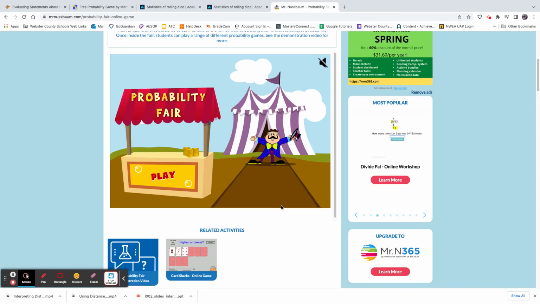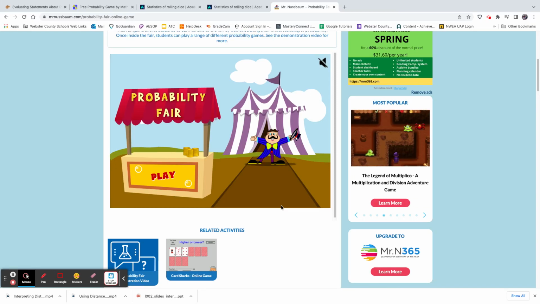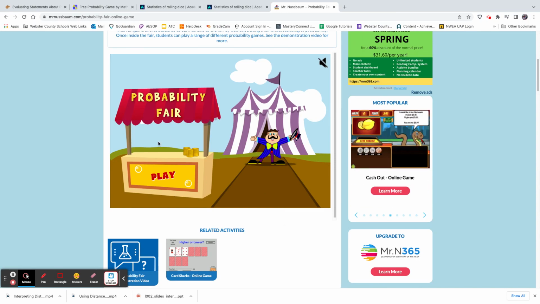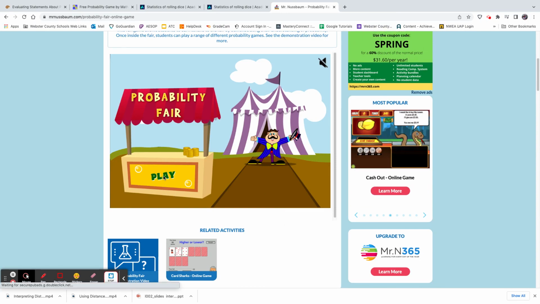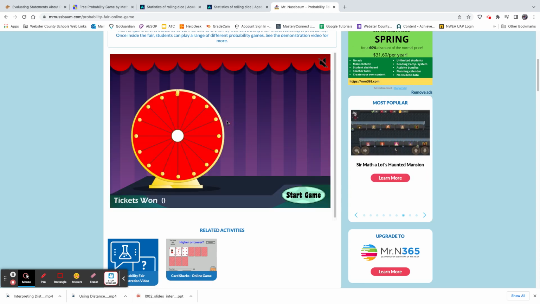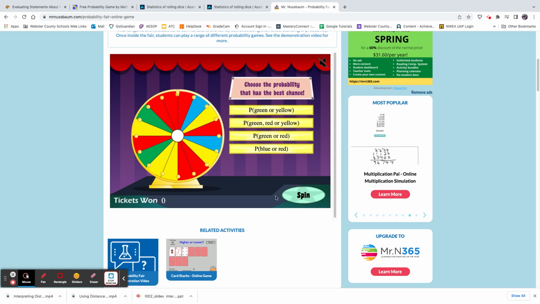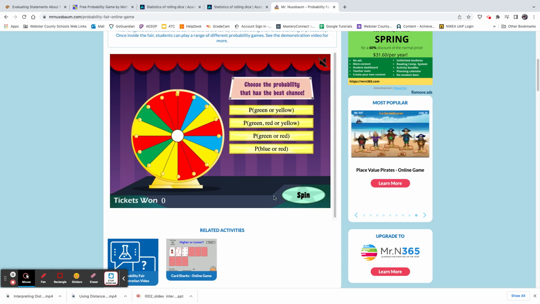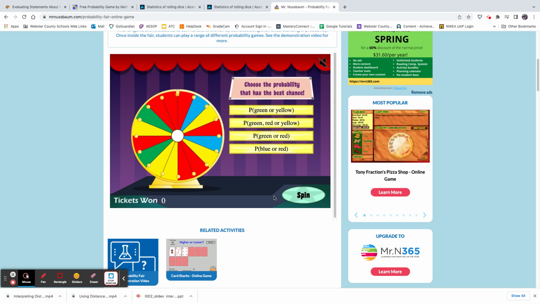Okay, hopefully you understand the concept of probability. You're trying to predict the chance of something happening. There are some online little games we can look at. Some of them are kind of easy to understand. Like when I say start the game, they're giving me a spinner and I want to choose the one that's going to give me the greatest chance of winning.